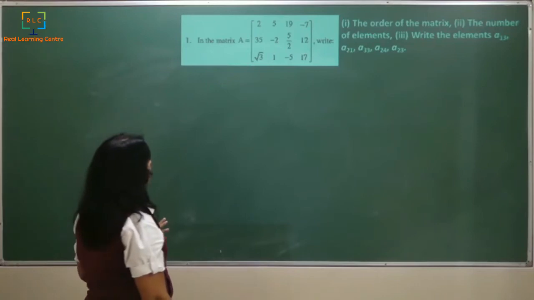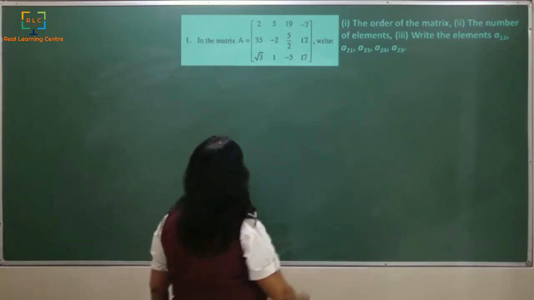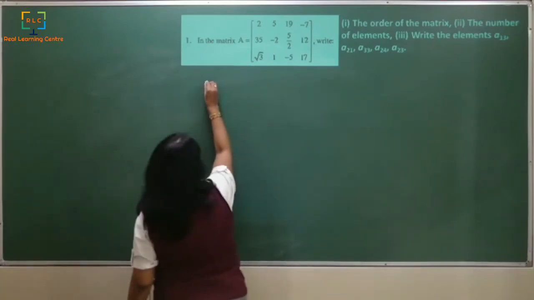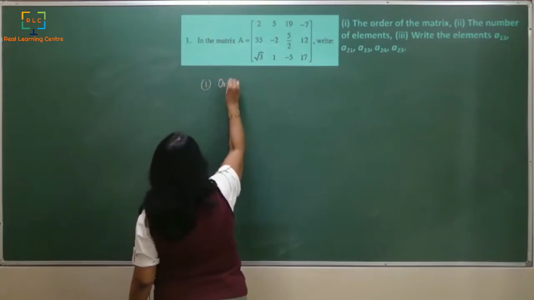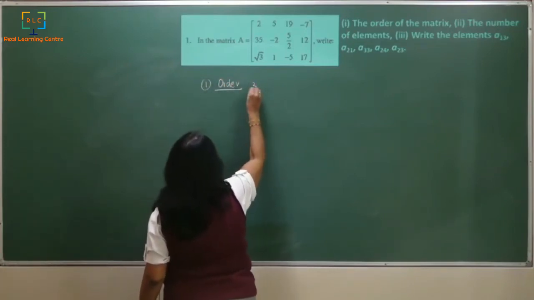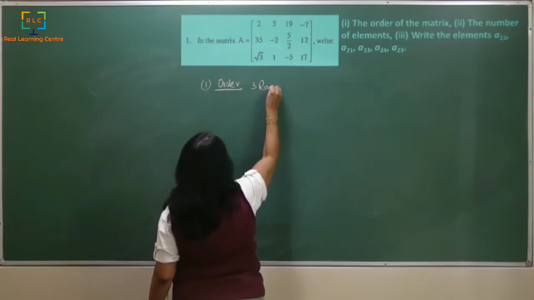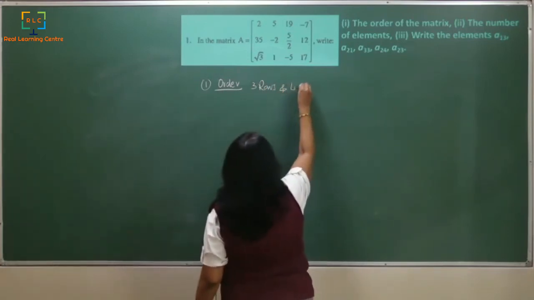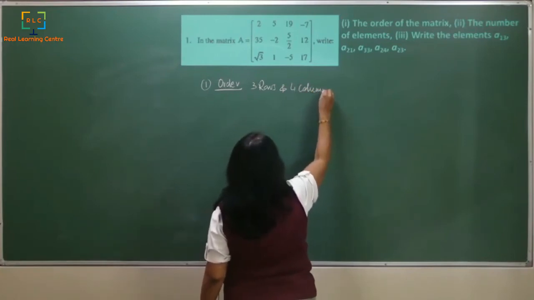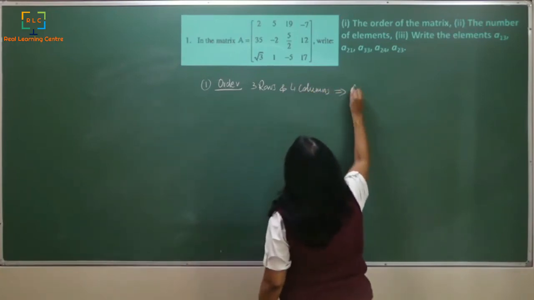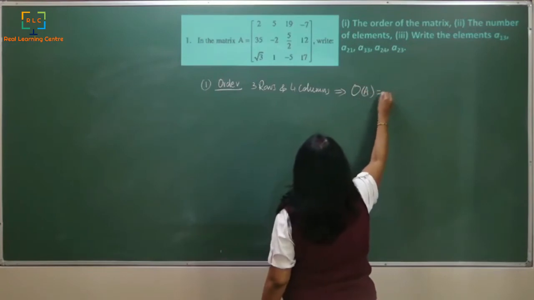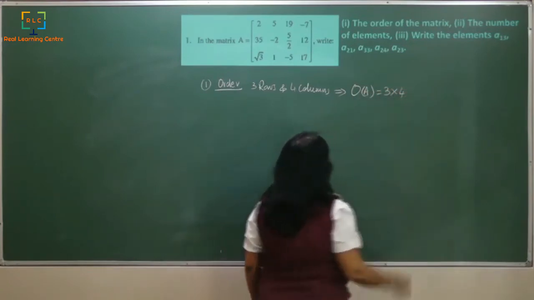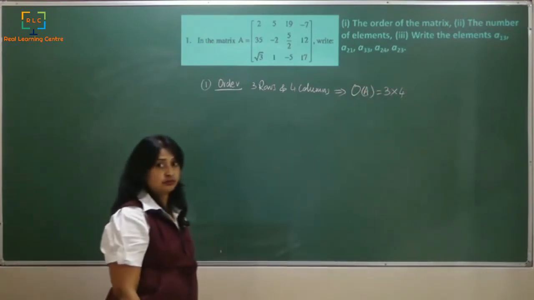Let's come to the order of the matrix. How many rows are there? I'll go to the first question. Order: how many rows are there? There are 3 rows. And how many columns are there? 1, 2, 3, 4. There are 4 columns. So this implies the order of A is 3 by 4, or 3 cross 4.